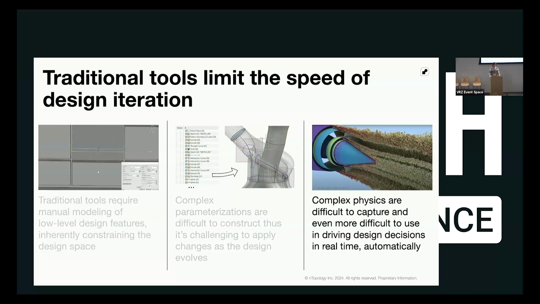And last but not least, complex physics are difficult to capture. Really, simulation tools are extremely decoupled from design tools in engineering today. Our goal at nTop is to start to blur that, blend that together, so you can use simulation and manufacturing data to drive design.